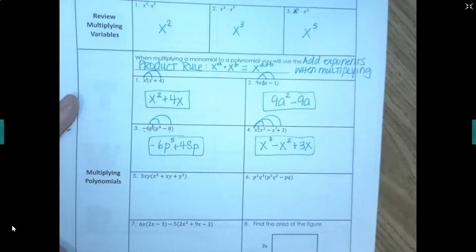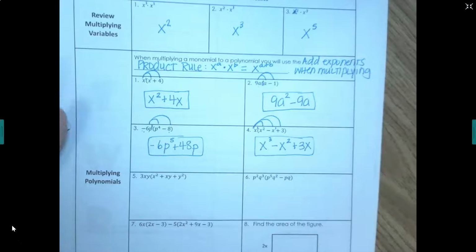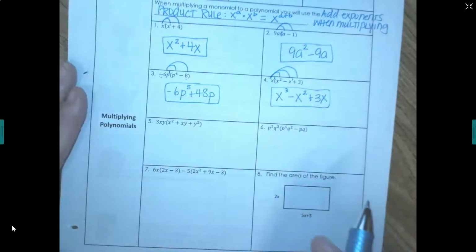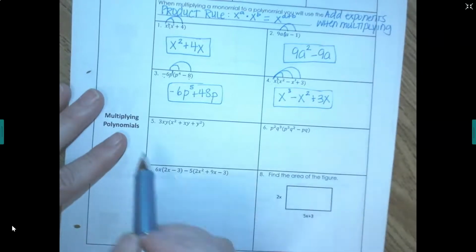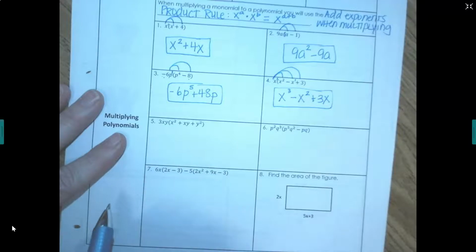And there we go for our distribution. Now, let's make it a little bit harder. I'm going to bring y into it now. So we're going to look. We want all of 3xy times x squared.